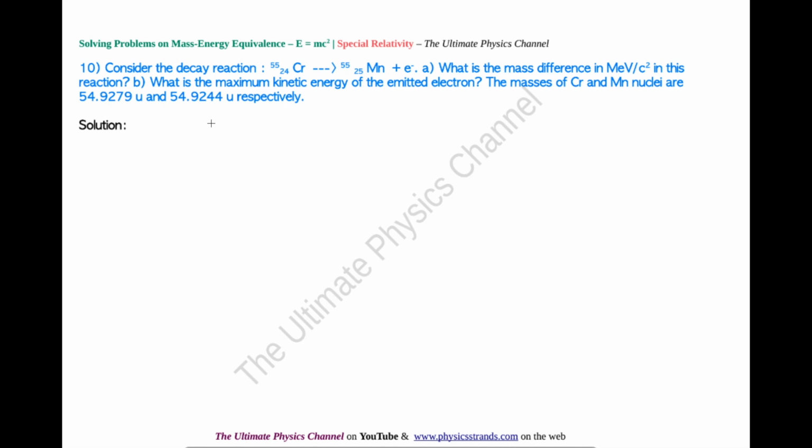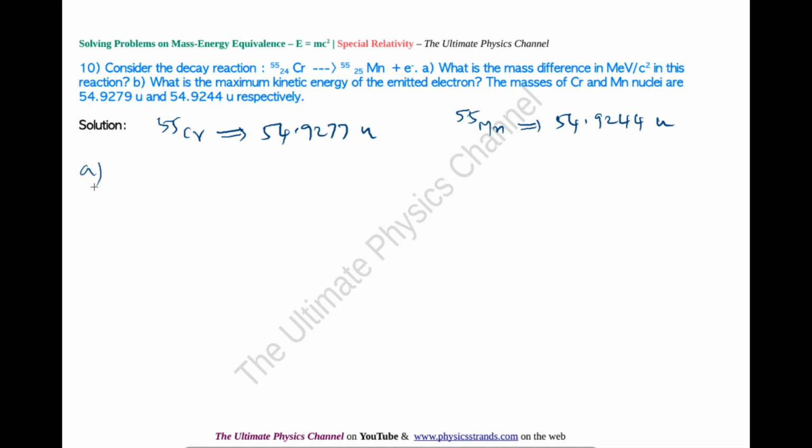Right. Consider the decay reaction where chromium decays into manganese and an electron. What is the difference in MeV over c squared in terms of mass difference in this reaction? What is the maximum kinetic energy of the emitted electron? The masses of chromium and manganese nuclei are respectively 54.9279 U and 54.9244 U. So what is given here is the 55 chromium nuclei. Its mass is given as 54.9277 U. And then 55 manganese nuclei. The mass of that is given as 54.9244 U.